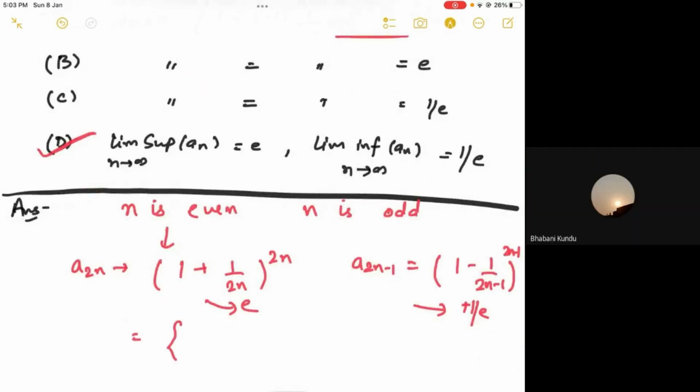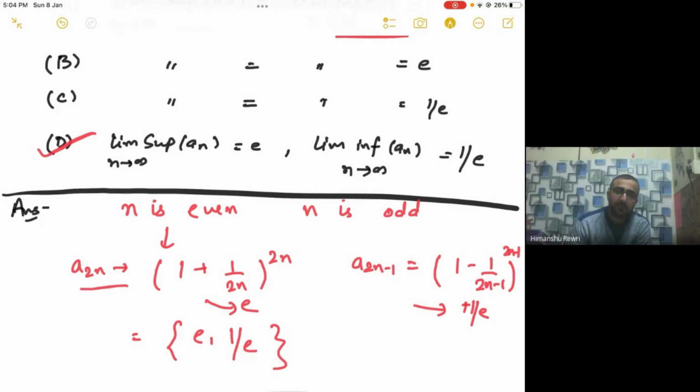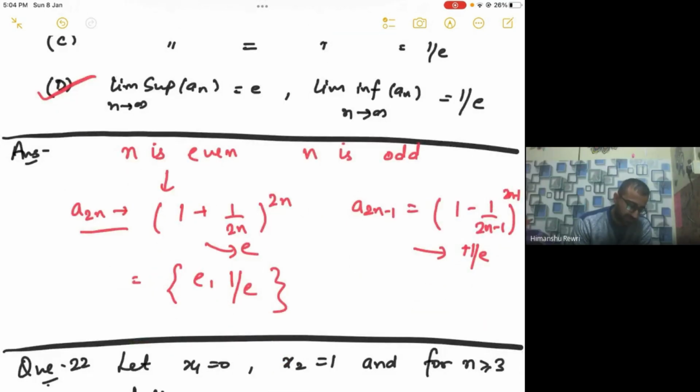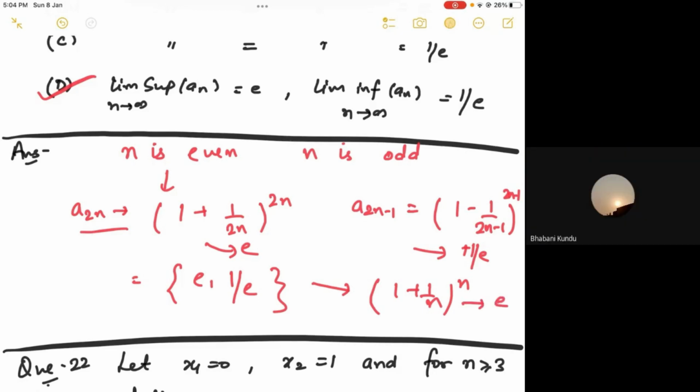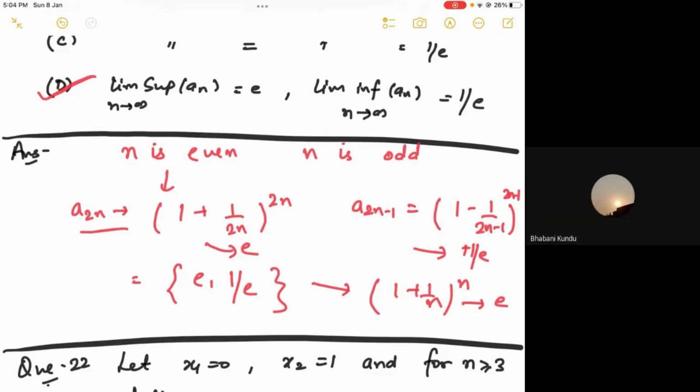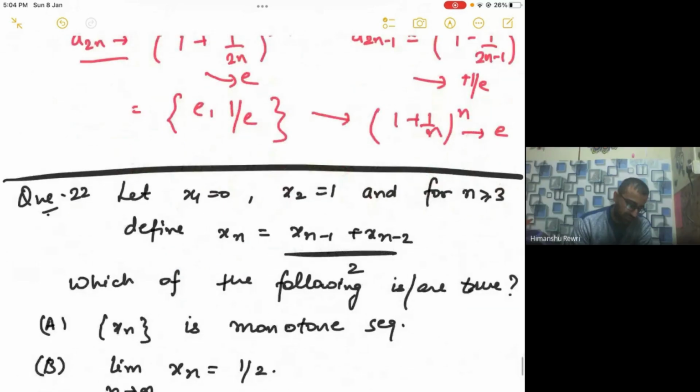Sir, why is it going to e? This a of 2n? Yes, sir. This is a subsequence of the sequence 1 plus 1 by n raised to the power n. You know that this will go to e? Yes, sir. Yes, I got it, we are taking a subsequence of this. Okay, so let's go to question number 22.